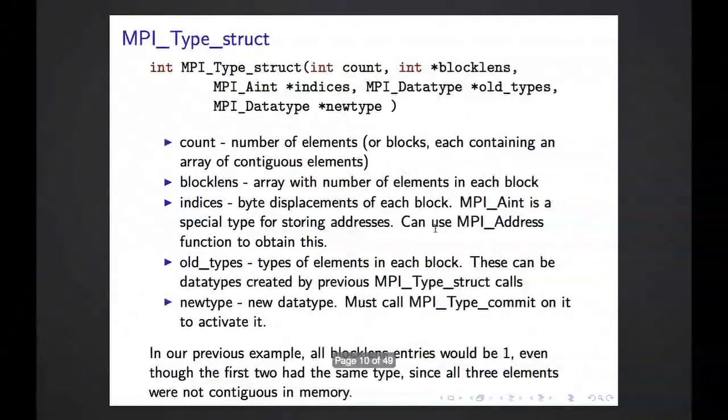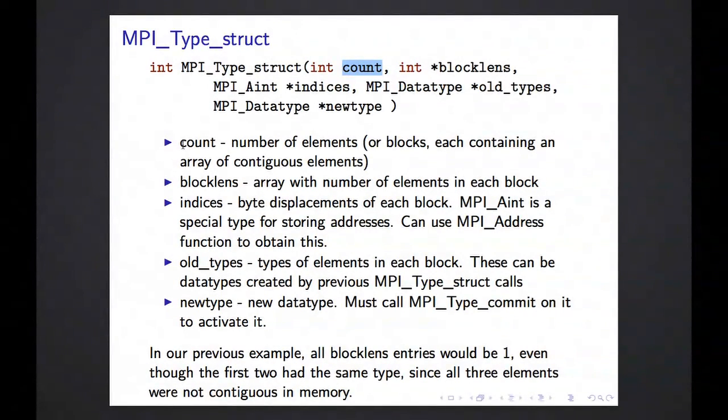Okay, so let's get concrete. So here we have MPI type struct. This is the MPI function which creates our data type. So let's walk through its arguments. The first one is count. This is the number of elements, and the elements can be blocks. So they don't need to contain just one data type. They can contain multiple data types in a contiguous array.